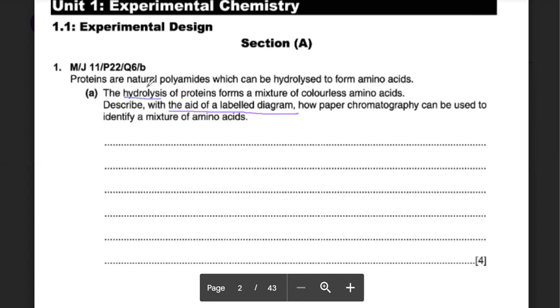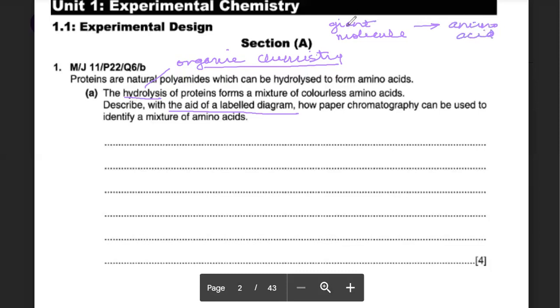Now this is a process which you will be doing in organic chemistry. ठीक है, organic chemistry में आप ये process पढ़ेंगे, which explains what hydrolysis is. When you have giant macromolecules, when we break them down, ठीक है, that process is known as hydrolysis, into smaller units which in this scenario are your amino acids. So when the giant protein molecule breaks down, it will be giving you the mixture of amino acids.